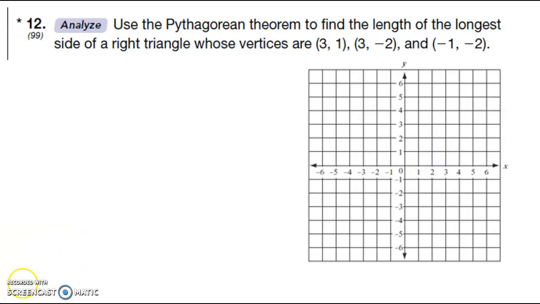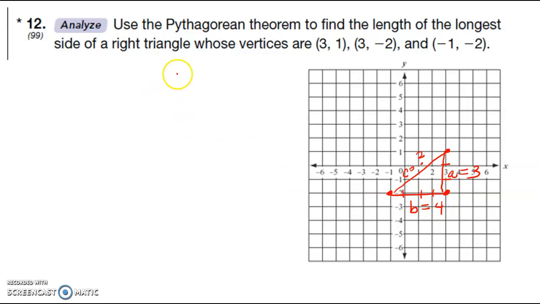We try again. Okay. 3, 1, right there. 3, negative 2. That's where that goes. Okay, and then negative 1, negative 2. Look how beautiful that triangle is. It's gorgeous. So this is the leg we're trying to find, C. A is equal to 3, because we have 1, 2, 3. B is equal to 1, 2, 3, 4.